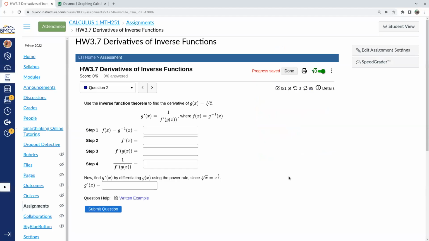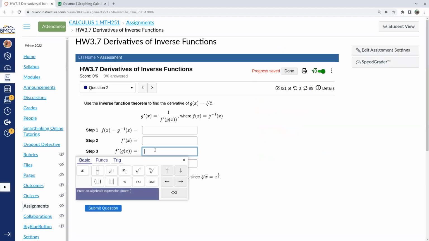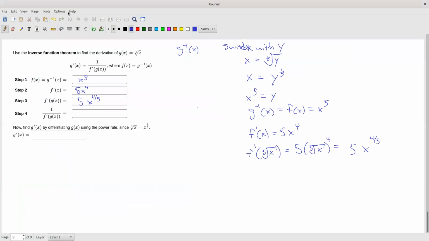Sometimes there's extra instructions when you click on the box. And it just says enter an algebraic expression and doesn't give us any restrictions. So yeah, we could enter it either way. Back to the notes. So I like the rational exponent rather than the radical form of this.